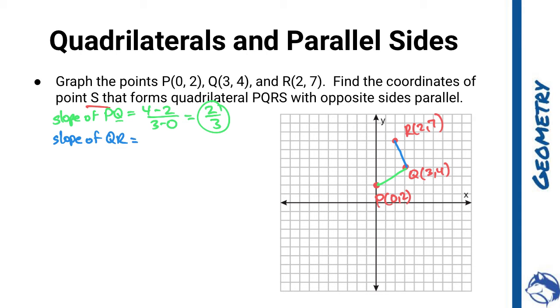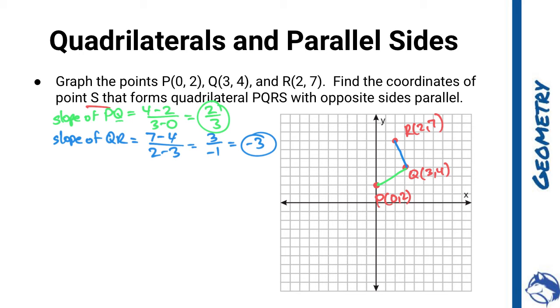I then need to find the slope of QR. And the slope of QR, I'm going to do the same thing. My R is my second one, so 7 minus 4 over 3 minus 2. Oh, sorry, it'd be 2 minus 3. That's my bad. 2 minus 3. Which ends up being a 3 over a negative 1, which is a negative 3.